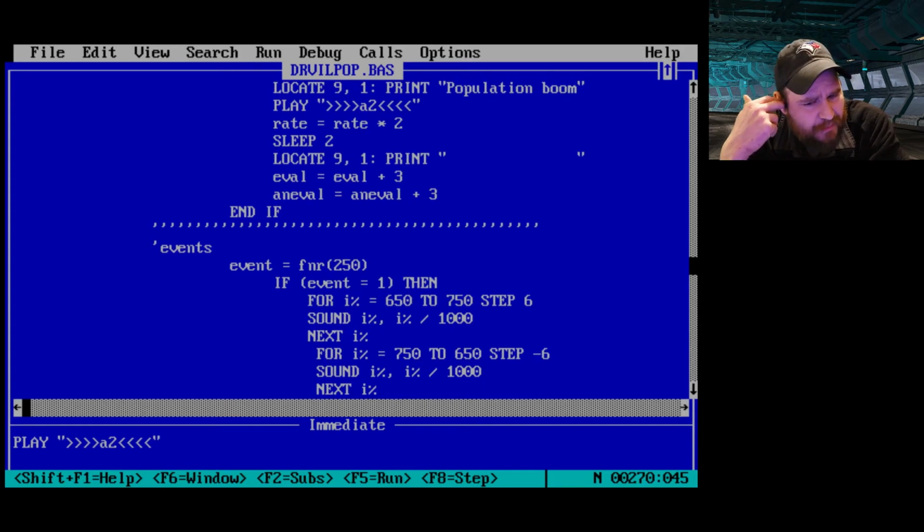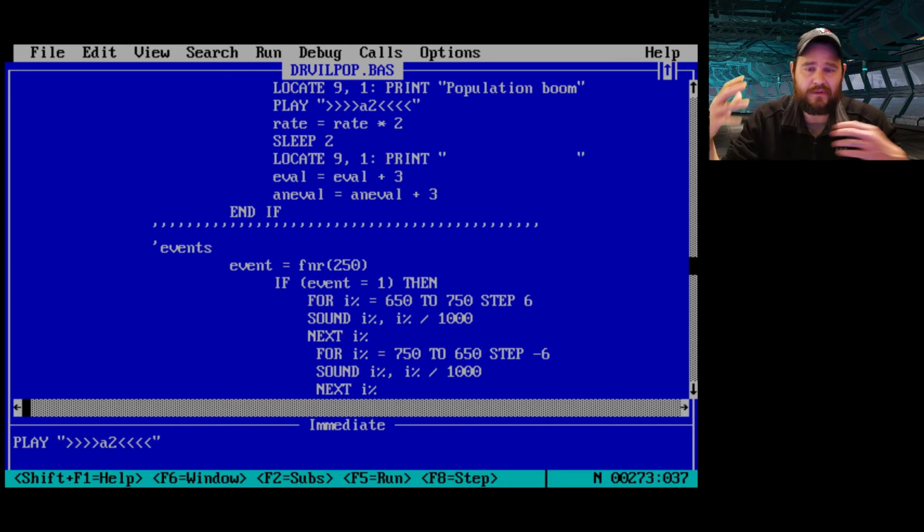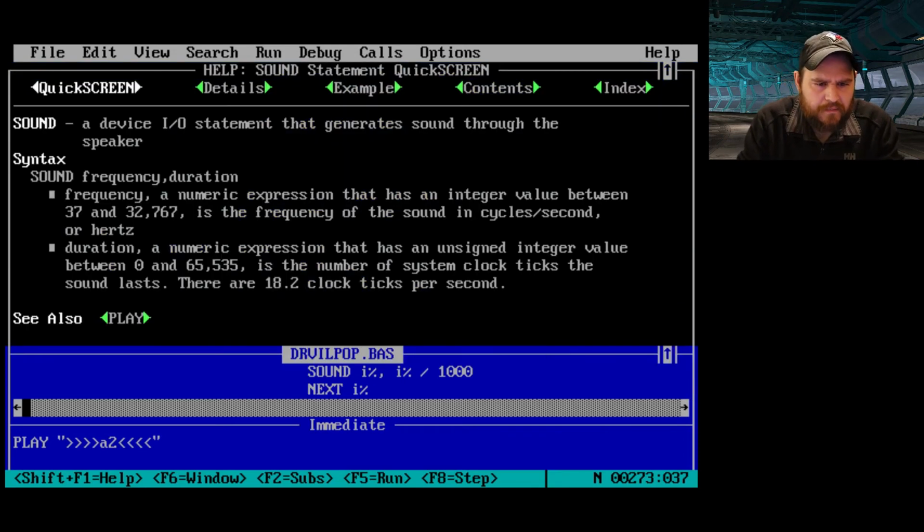Now, the sound command, I think we went through it before. It's just a way of fine-tuning these sounds. The play command used musical note lengths, but the sound command was like every clock tick or something like that. You could set a frequency and set a duration, and the frequency just had this crazy range outside of human hearing.